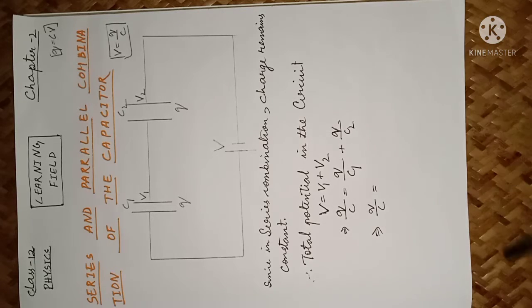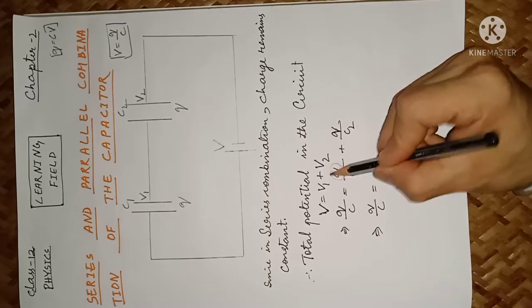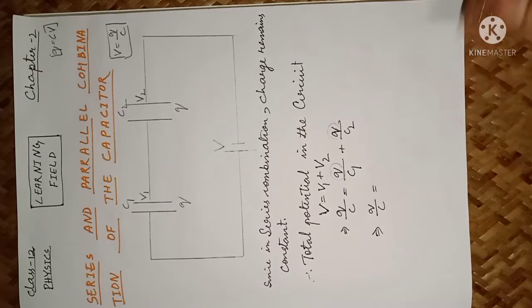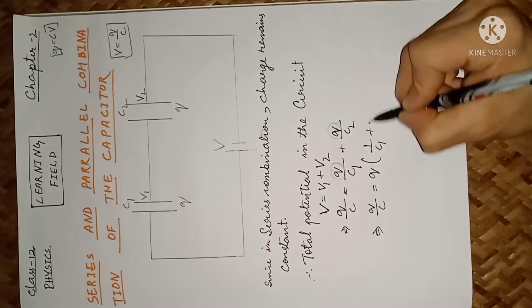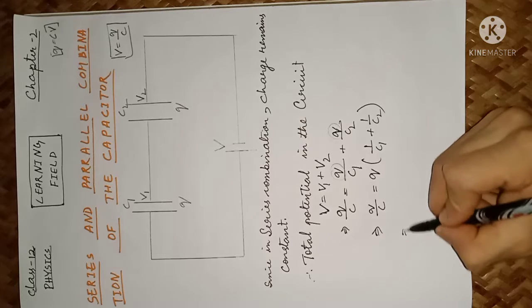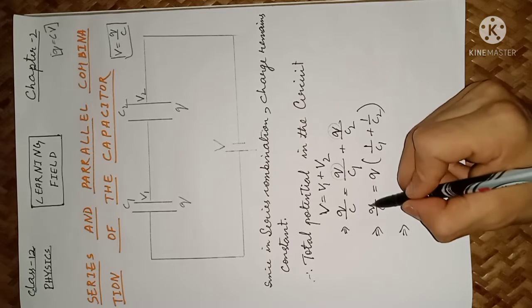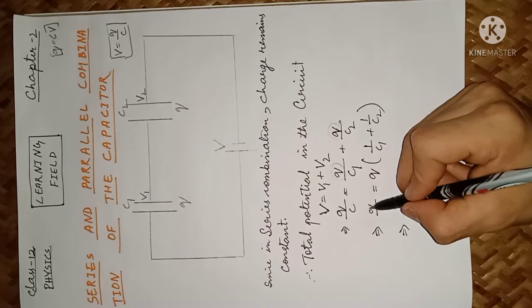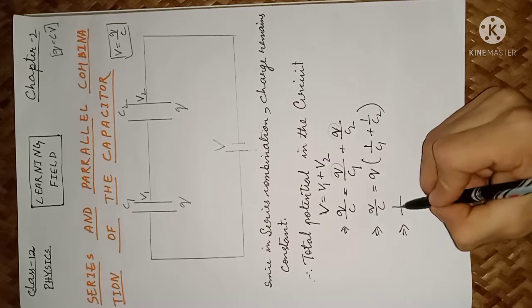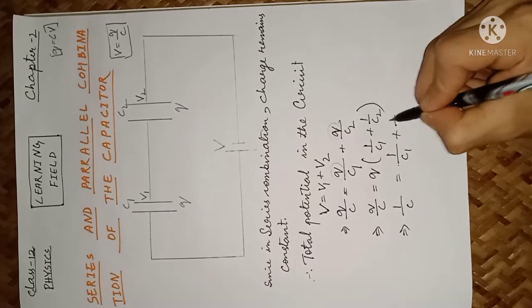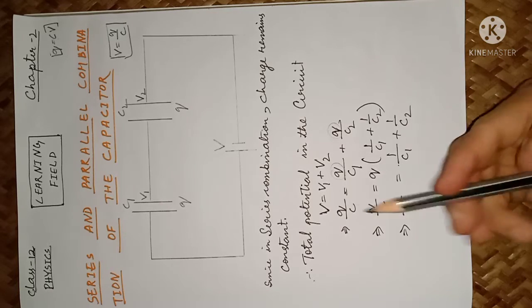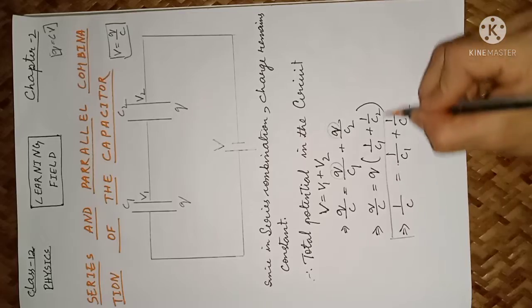Now you can take the common of these two easily, isn't it? Q. So let us take the common. Q times 1 by C1 plus 1 by C2 is equal to Q by C. Now let us cancel Q and Q. Then what remains? 1 by C is equal to 1 by C1 plus 1 by C2, isn't it? This is the expression we required for the equivalent capacitance.